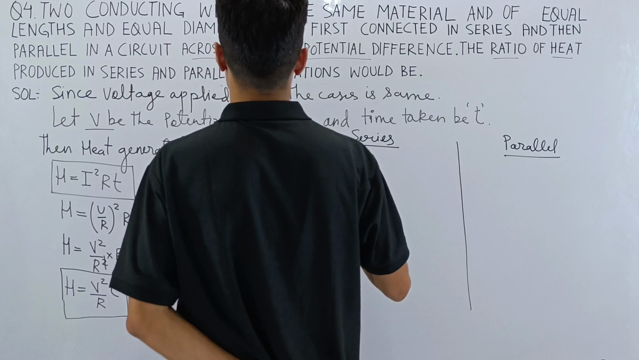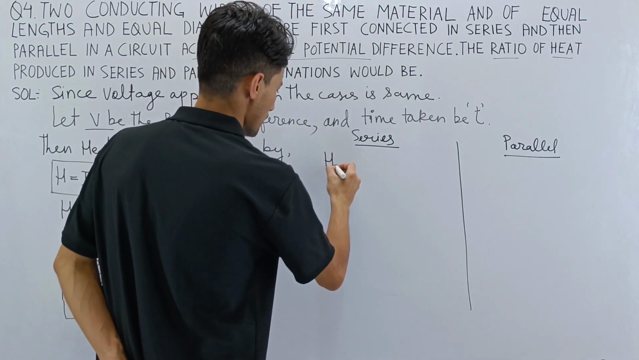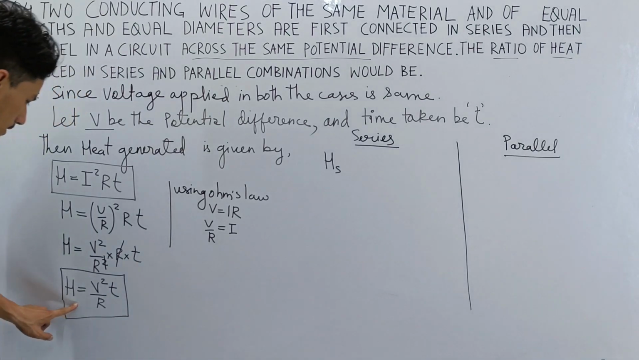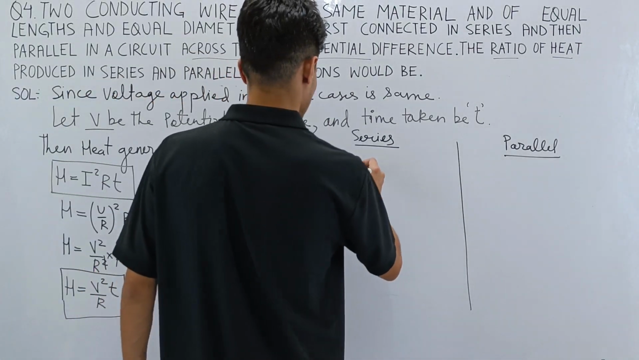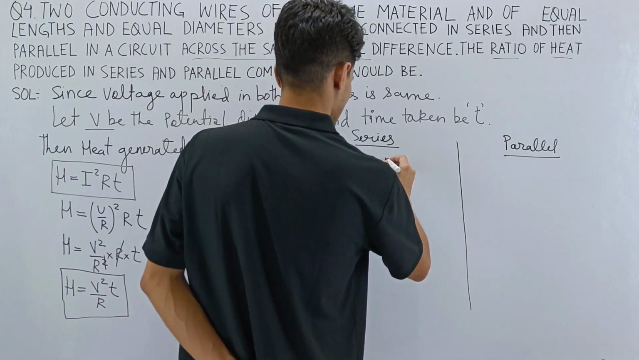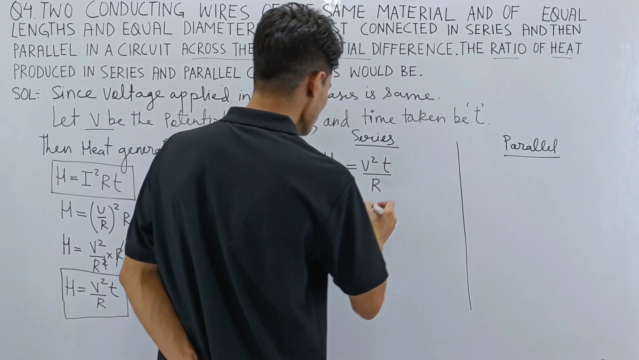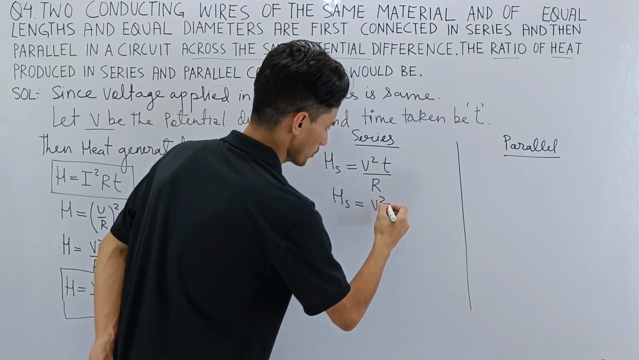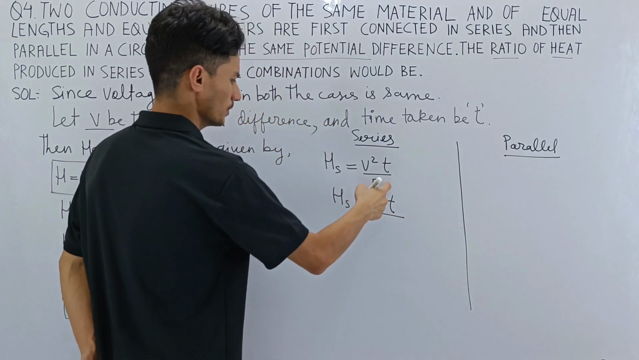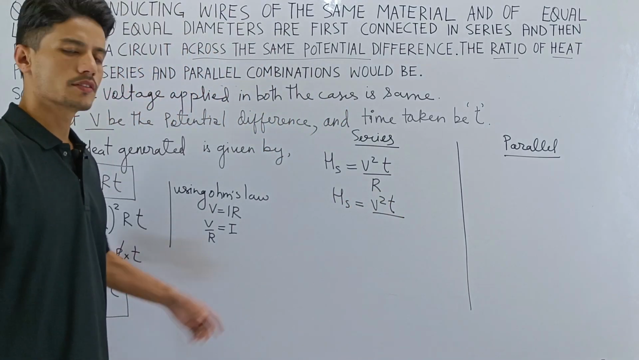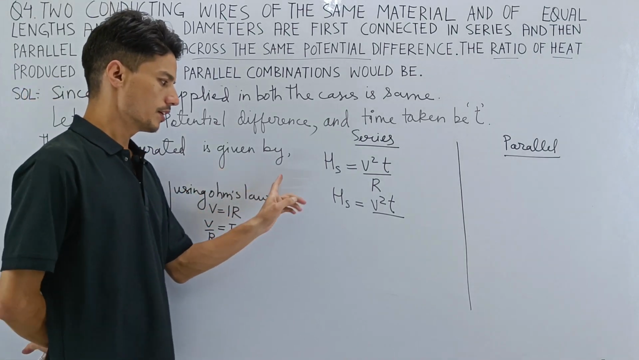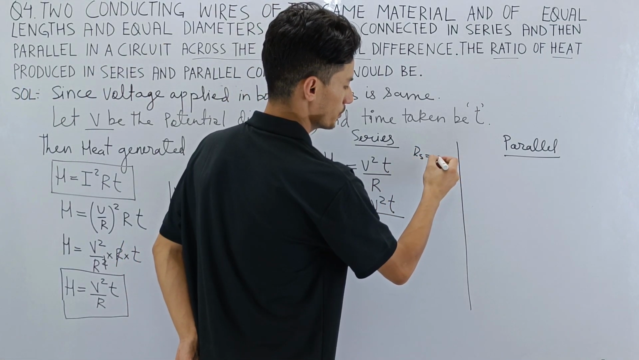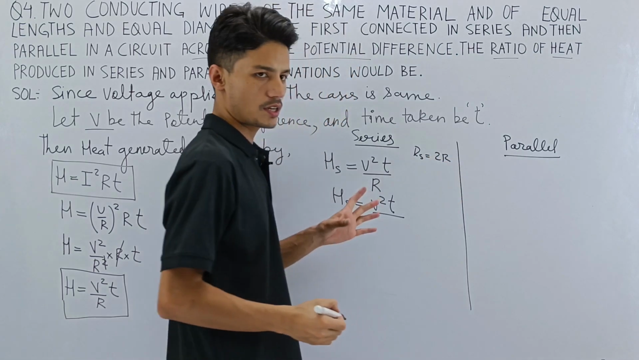So HS, heat in terms of series, it will be V square T by R. Let's first write down the formula once. H is equal to, everything will remain same, upside will be same. What value of R did we get for series? Go and check and tell me. R is equal to, what value we got? We got 2R, because R plus R was 2R.